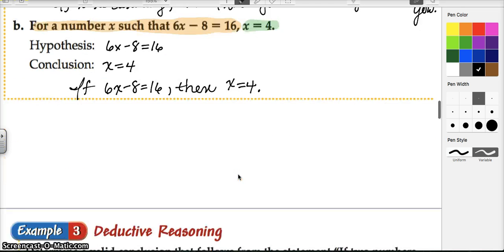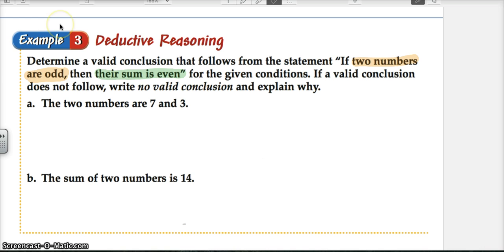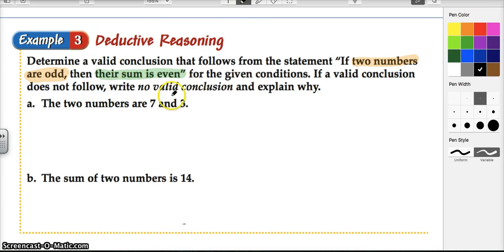Let's take a look at the next example. So here we're going to be using deductive reasoning. And so we're going to determine a valid conclusion that follows from the statement, if two numbers are odd, then their sum is even. So for the given conditions, if a valid conclusion does not follow, then we're going to write no valid conclusion. So as I look at this, I'm going to check out and see if I can come up with a valid conclusion. So it says we've got the two numbers 7 and 3.